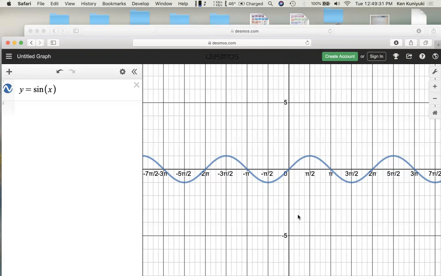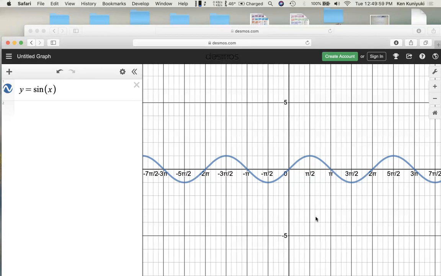The problem is that even though this graph passes the VLT, the vertical line test, so we have a function here, it fails the HLT, the horizontal line test, which means that this function is not one-to-one. It's not invertible. It fails the horizontal line test. I can take a horizontal line here that intersects the graph in more than one point. In fact, infinitely many points.